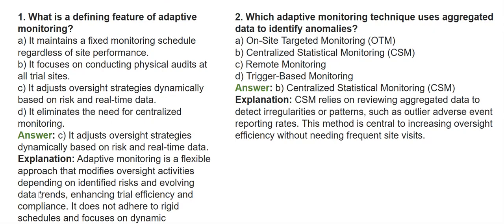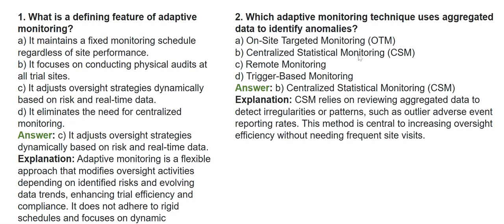Adaptive monitoring is a flexible approach that modifies oversight activities depending on identified risks and evolving data trends, enhancing trial efficiency and compliance. It doesn't adhere to rigid schedules and focuses on dynamic adjustments instead. Question two, which adaptive monitoring technique uses aggregated data to identify anomalies? Is it A, on-site targeted monitoring, OTM, B, centralized statistical monitoring, CSM, C, remote monitoring, or D, trigger-based monitoring?